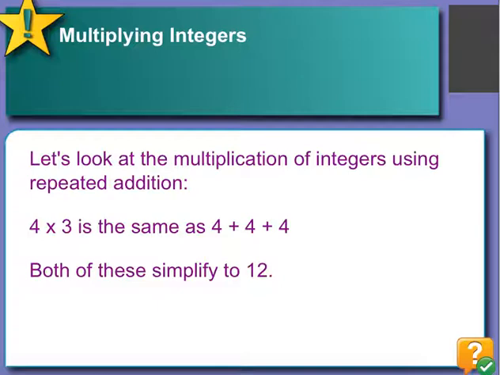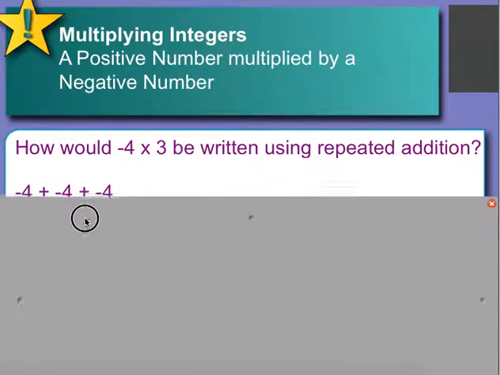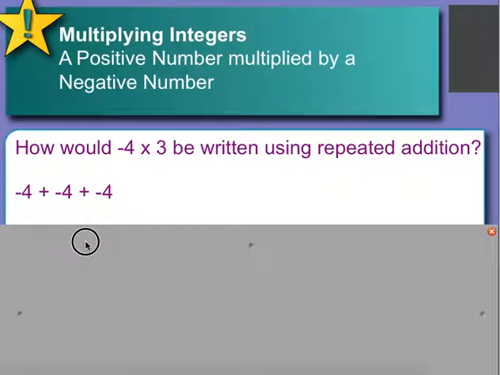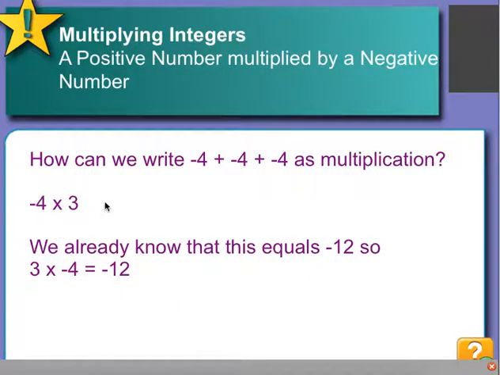Now remember that multiplication is just repeated addition. We say 4 times 3 is the same as 4 plus 4 plus 4. Both of these are 12. So if we had negative 4 times 3, we would say that's negative 4 plus negative 4 plus negative 4. So we would say, okay, negative 4 plus a negative 4, that's negative 8, plus another negative 4 is negative 12. So we would write this as negative 4 times 3, and that is the same as negative 12.